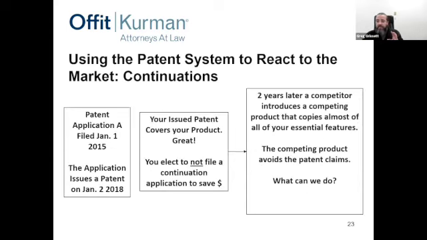This example just illustrates what happens when you don't file a continuation. You got a patent, it covers your product or your method, that's great. Two years later, you've got a competitor that just avoids your patent claims, and you call the patent attorney. There's nothing you can really do with this because you don't have a continuation filed. So if I advance to the next slide, not much you can do there.